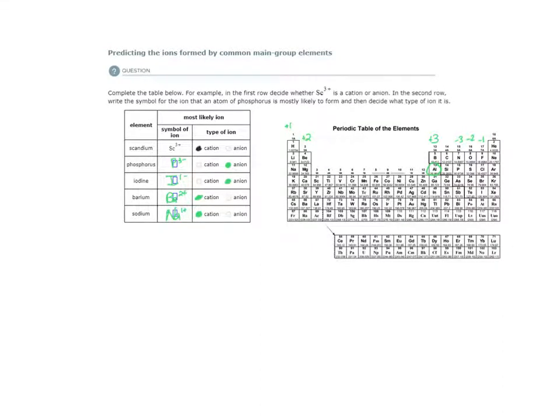So typically our metals form cations and our nonmetal atoms gain electrons to form anions. And the charges of those anions and cations can vary of these main group elements, but generally they follow this pattern: +1, +2, aluminum +3, -1, -2, -3.